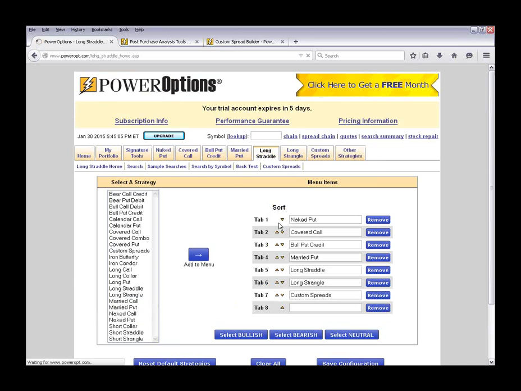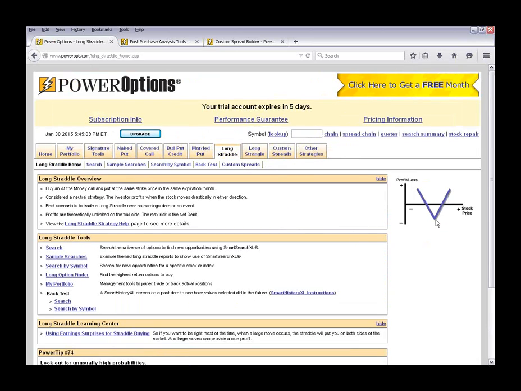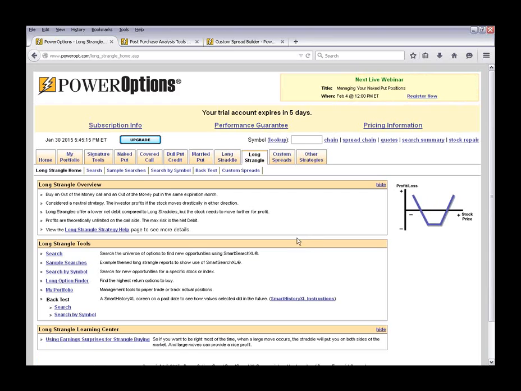Let's add those in. So the long straddle, you typically buy an at-the-money call and an at-the-money put, and if there's a gap one direction or the other, you're looking to make a profit. This will be a good example. I think I'll stick with this for just a moment. Long strangle is you buy an out-of-the-money call and an out-of-the-money put to look for a profit.